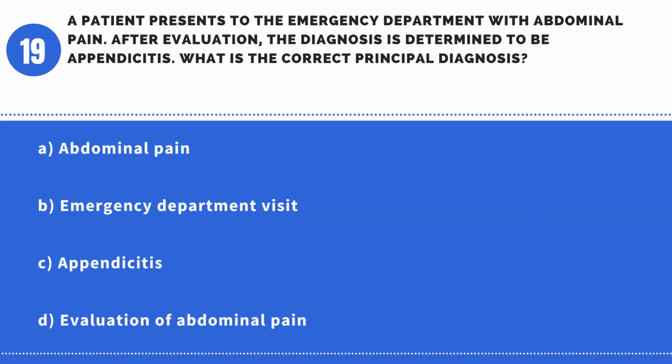Question 19. A patient presents to the emergency department with abdominal pain. After evaluation, the diagnosis is determined to be appendicitis. What is the correct principal diagnosis? A. Abdominal pain. B. Emergency department visit. C. Appendicitis. D. Evaluation of abdominal pain.